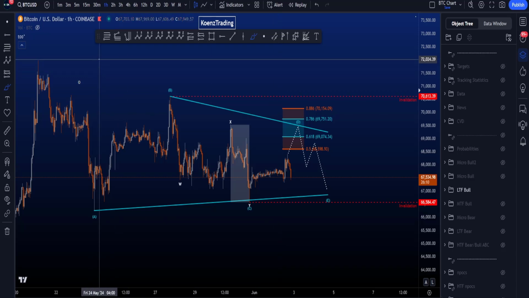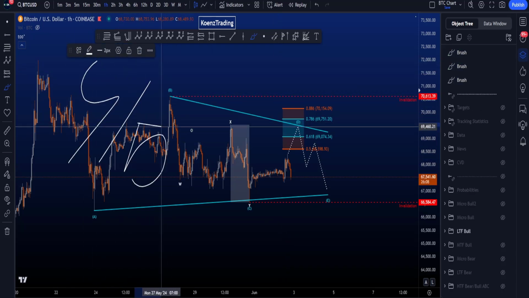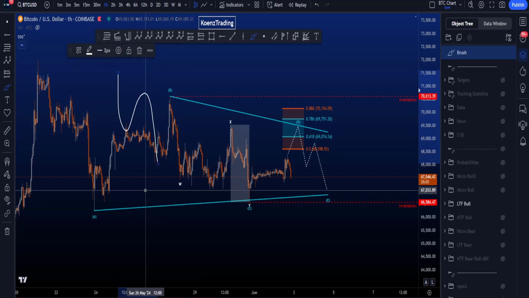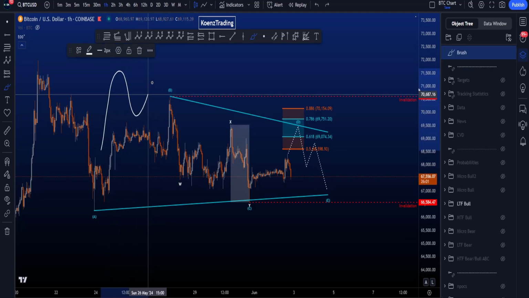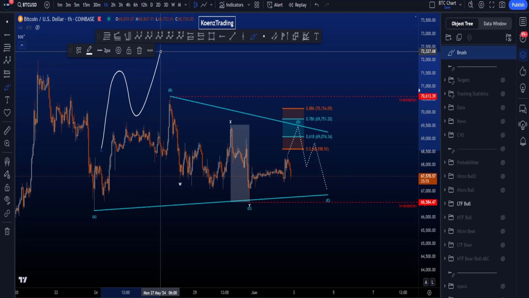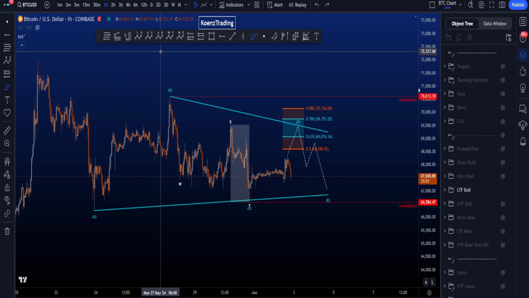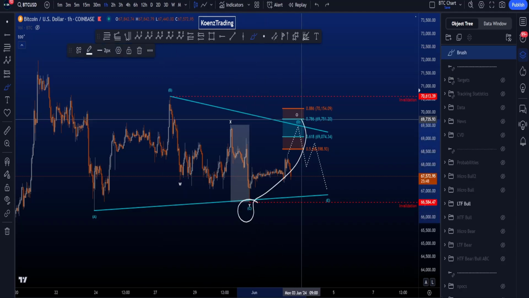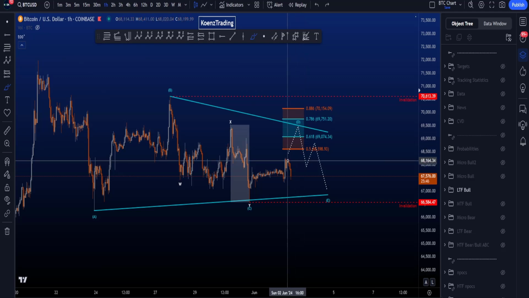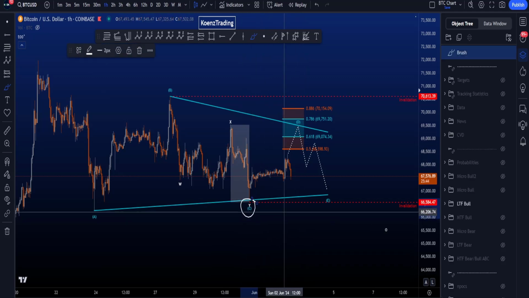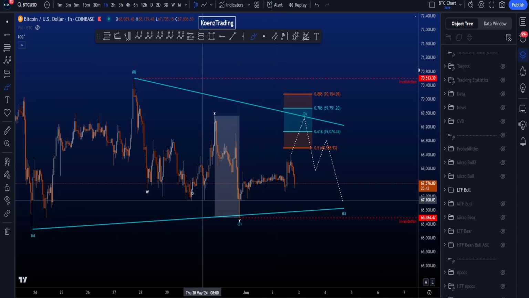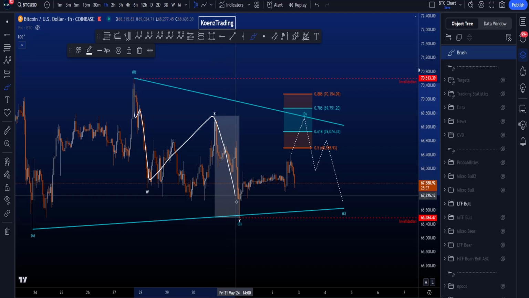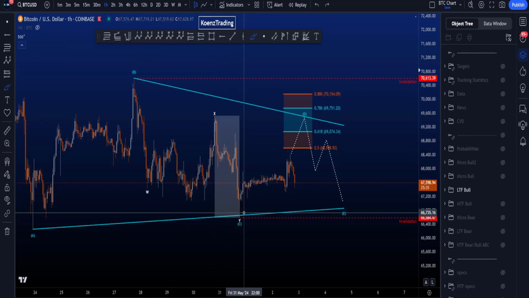In a triangle, 4 out of the 5 waves have to be simple zigzag structures, meaning a 5-3-5 ABC to the downside, or a 5-3-5 ABC to the upside. If one of the waves is not a simple zigzag to either the up or the downside, then it is by far most common for wave C or D to be a double or then a triple zigzag structure. And inside wave C, we count a double zigzag with a wave W, ABC, and then over here wave X, and then another ABC to the downside in a wave Y.